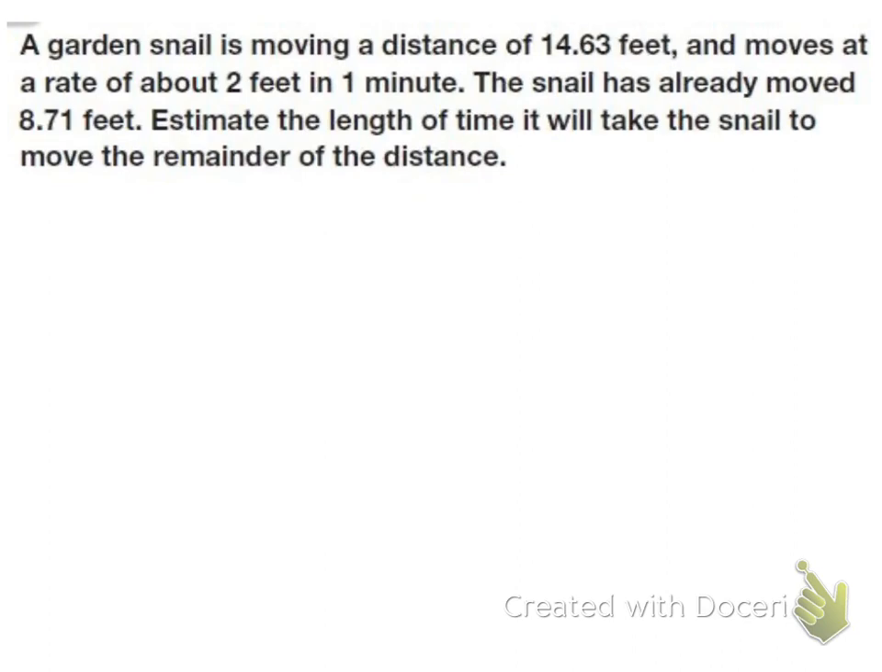Okay, let's do one more. A garden snail is moving a distance of 14.63 feet and moves at a rate of 2 feet in 1 minute. The snail has already moved 8.71 feet. Estimate the length of time it'll take the snail to move the remainder of the distance. So since we are estimating, we're going to look for compatible numbers.